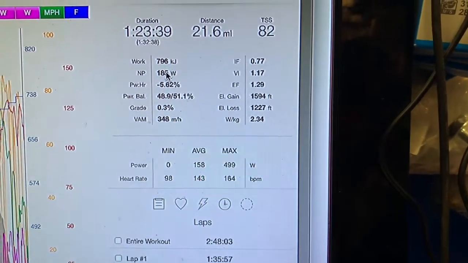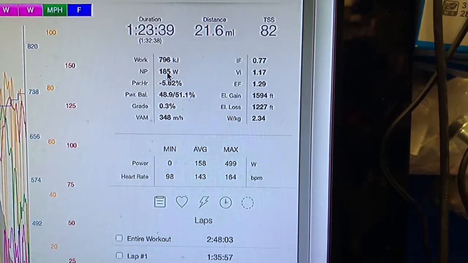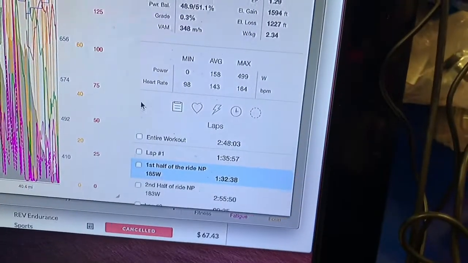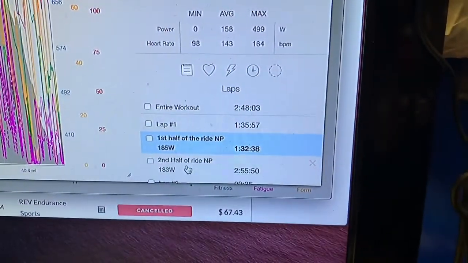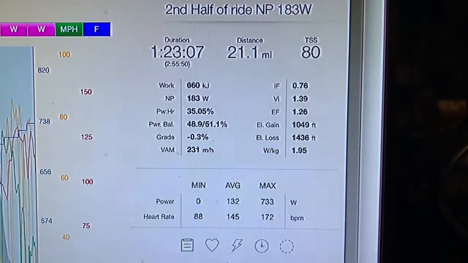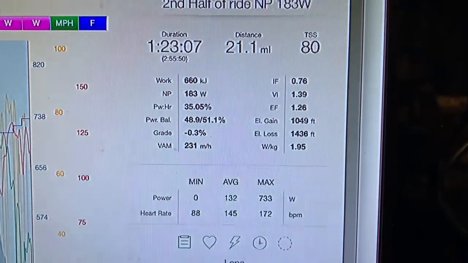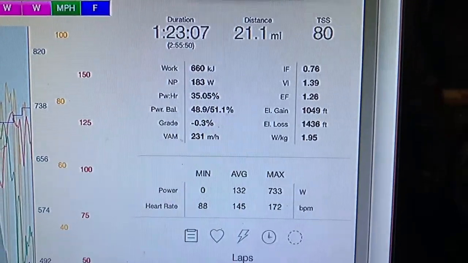Okay, so remember, 184 for the entire ride. This is the first half at 185. Then on the second half, we'll choose this now. And that's what the graph looks like for the first half. All right, now the second half, pop that in there, 183. And that's within the margin of error, like 1 watt difference from the overall 2 hours and 48 minutes to just the back half of the ride.